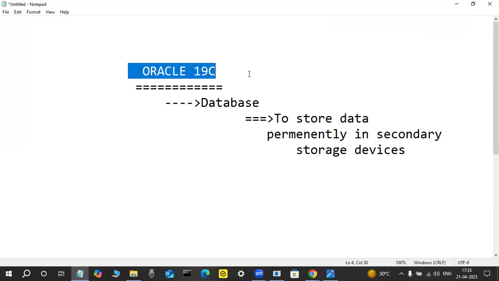That's why Oracle is a popular product from Oracle Corporation. What type of product is this? A database product. What is the purpose of this database product? To store data permanently in secondary storage devices. Suppose today you store our data in this database software on our disk, after 100 years, after 1000 years also the data is there. We are not available also, data is available.